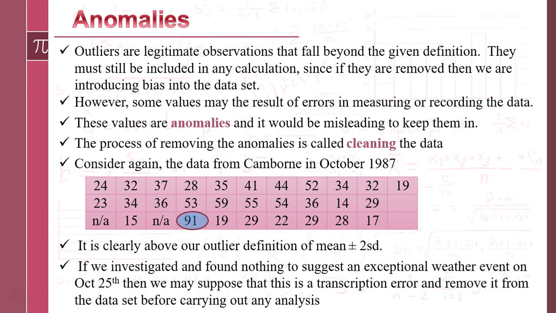So outliers are legitimate observations, and they need to be included. And we've got our definitions for what makes an outlier, whereas anomalies are the ones that we can clean from the data and get rid of, because they're generally a result of measuring or recording errors. And there we go.